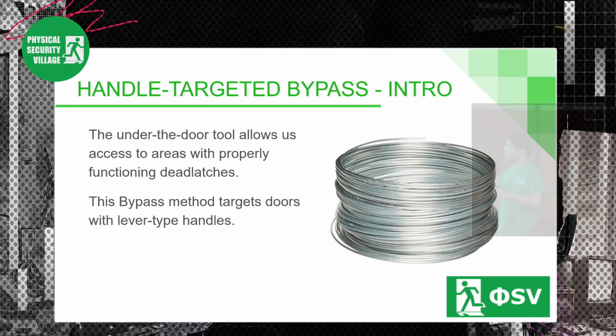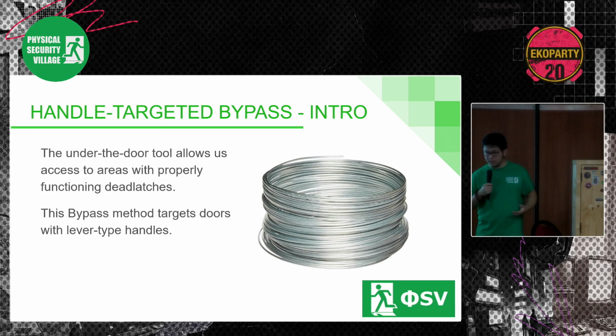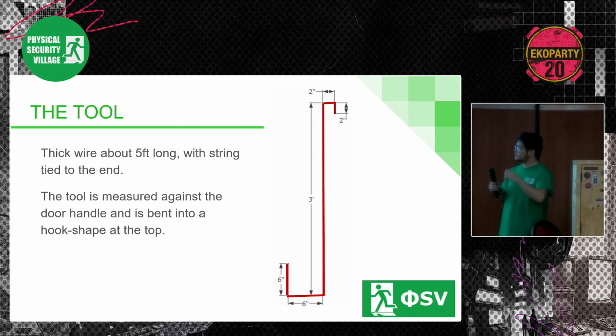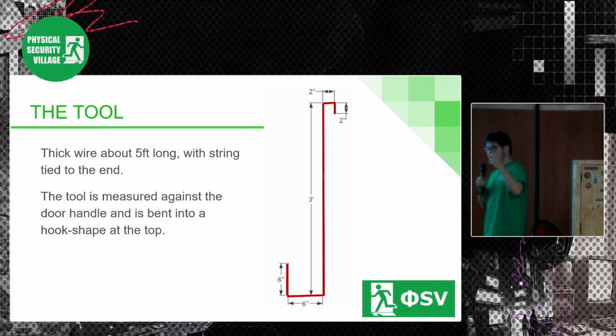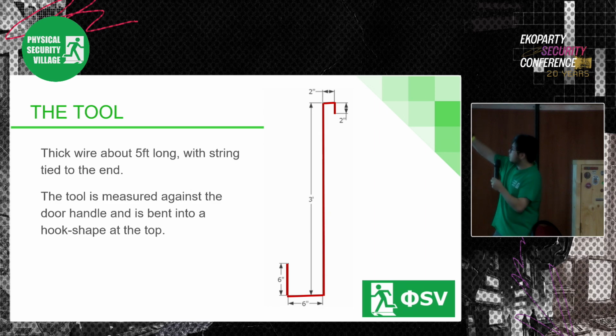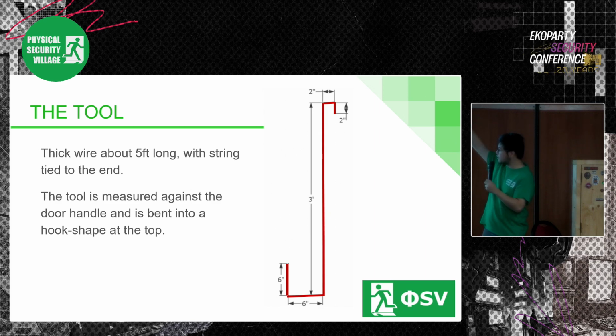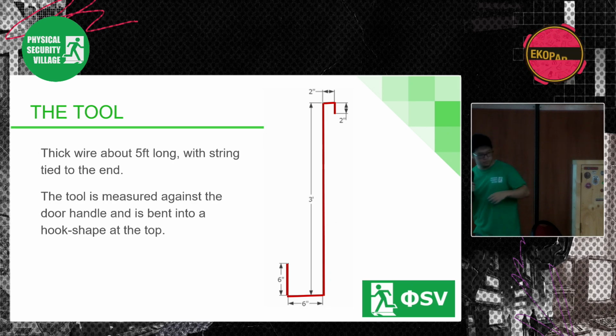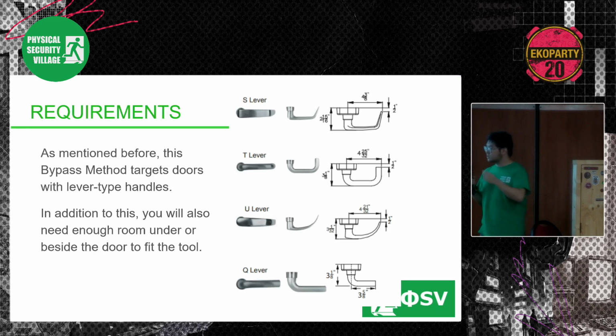So I'm going to talk about the under the door tool. So all you need with this is some piece of wire. It needs to be a little bit sturdy, but at the same time flexible, and a piece of string. So what you'll do is you'll bend a piece of wire into that sort of an S shape. You can also bend the top into a kind of a reverse C shape as well.